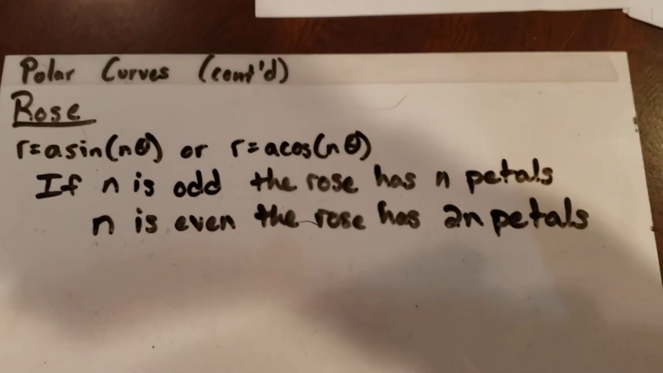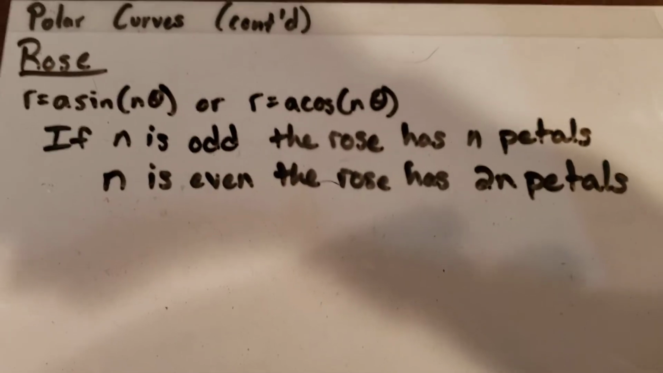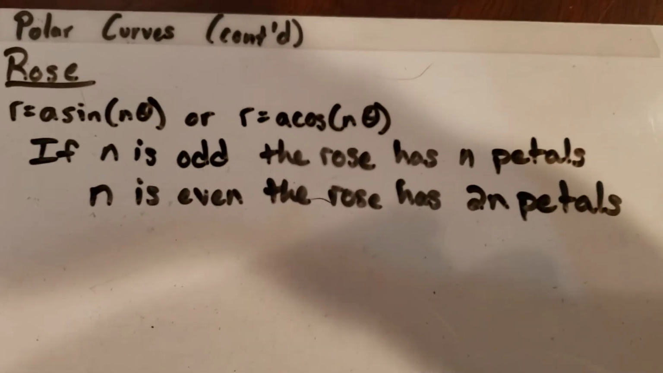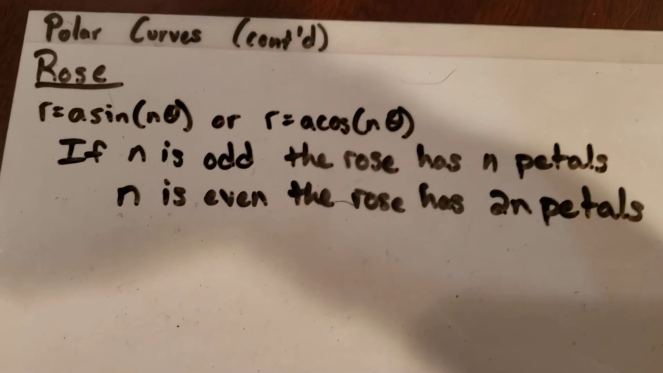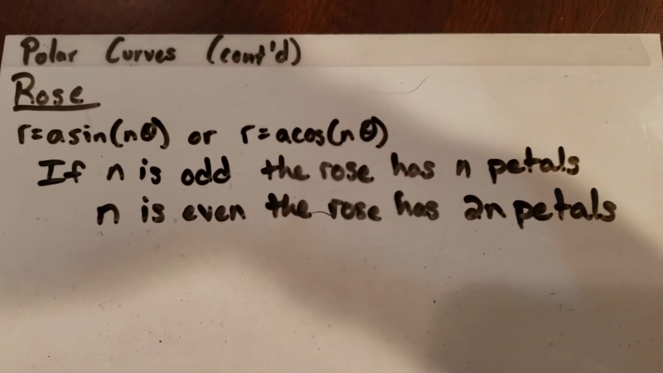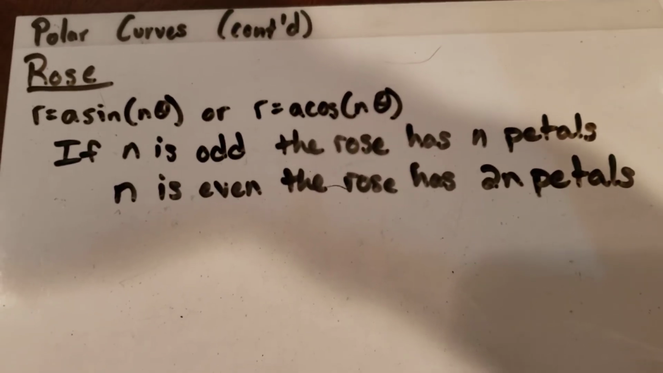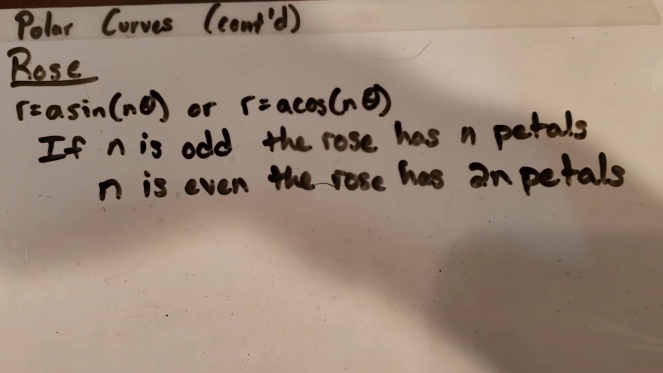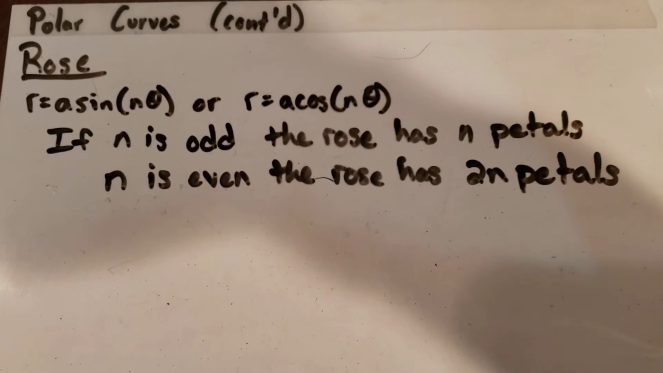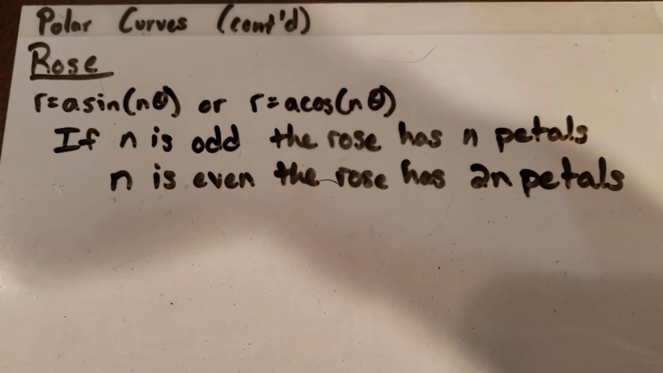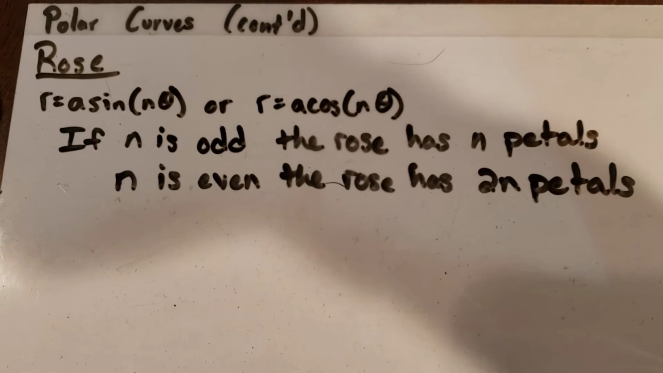So the next type of polar curve that we're going to look at is the rose curve. Now, if you look at the two polar equations for the rose, they look very similar to the circle. The difference here is theta is going to be multiplied by an integer that's greater than 1. So it's going to be something like sine of 2 theta, cosine of 5 theta. Could be 3 sine of 2 theta, 7 cosine of 5 theta.